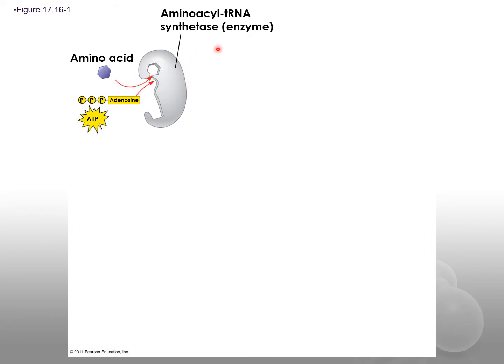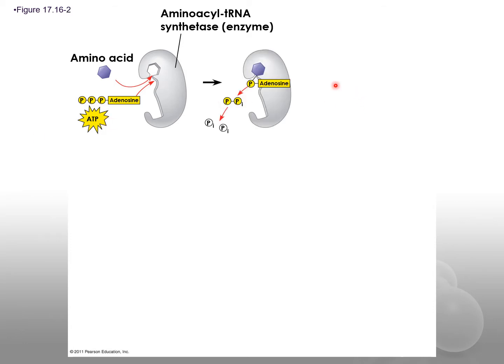So we have aminoacyl transfer RNA synthetase, and it has two binding sites. One of those is for the amino acid. You can see the amino acid is going to enter here. And then, of course, during the process, a phosphorylated intermediate needs to be produced, so hydrolysis of ATP occurs. So the process, called charging a transfer RNA, requires energy in order to proceed.